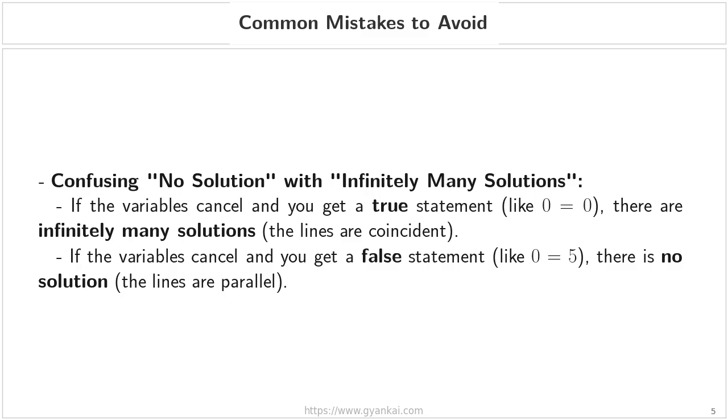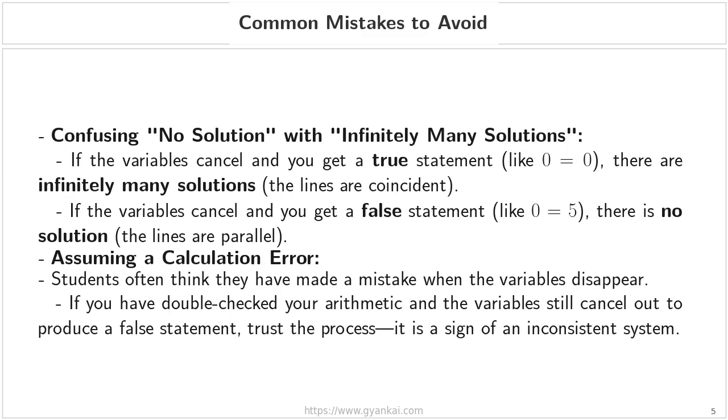Second, please avoid the temptation to assume you've made a calculation error. It is very common for students to see the variables vanish and immediately think, wait, I must have done something wrong. If you have double-checked your arithmetic, re-verified your substitution, and the variables still cancel out to produce a false statement, do not panic. Trust the process. That mathematical contradiction is actually the definitive signal that the system is inconsistent.